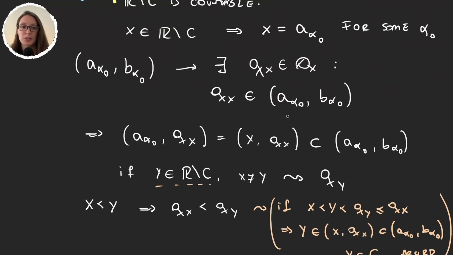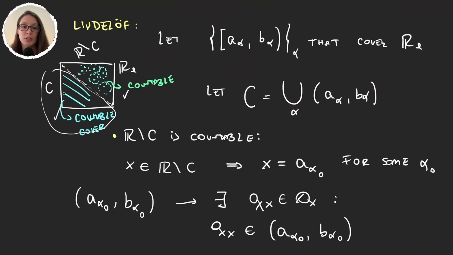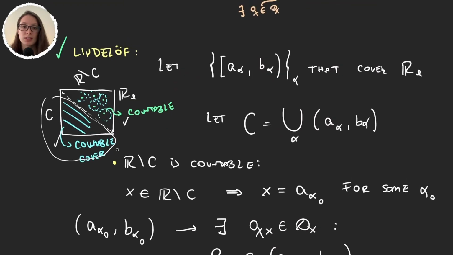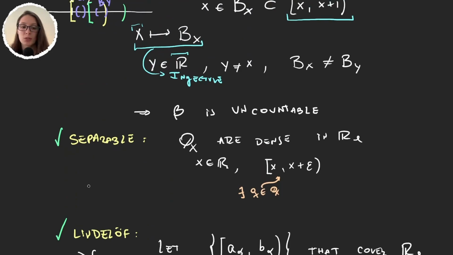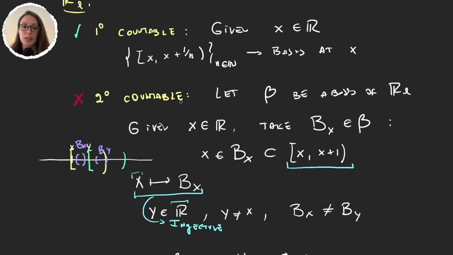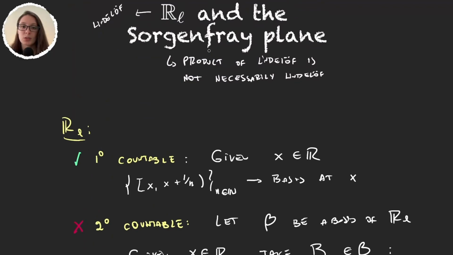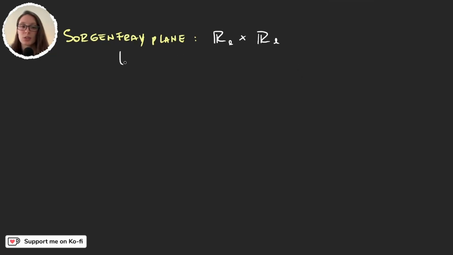So now that we have finished finding this countable cover, we have finally that RL is Lindelöf. This example helps us also to prove that a space can be separable or Lindelöf without being second countable, because we know that the other implication was true. Perfect. Now let's see what is the Sorgenfrey plane. The Sorgenfrey plane is RL times RL. And we will see that it's not Lindelöf.